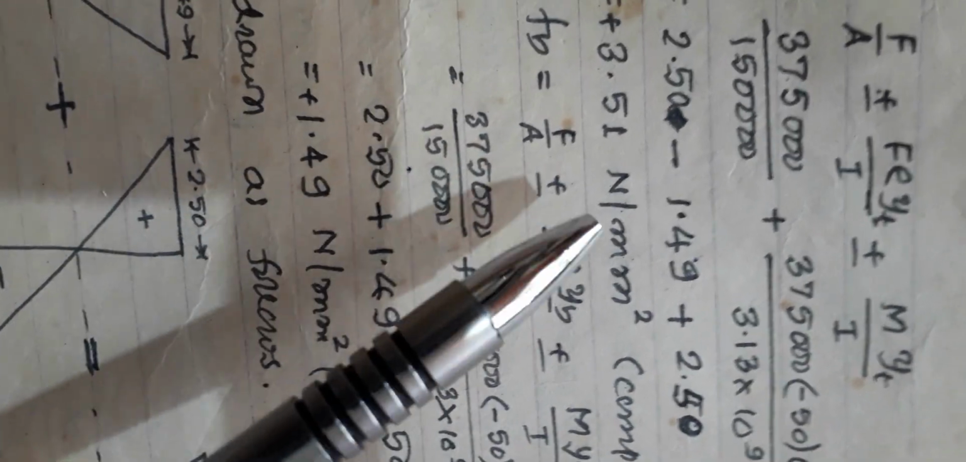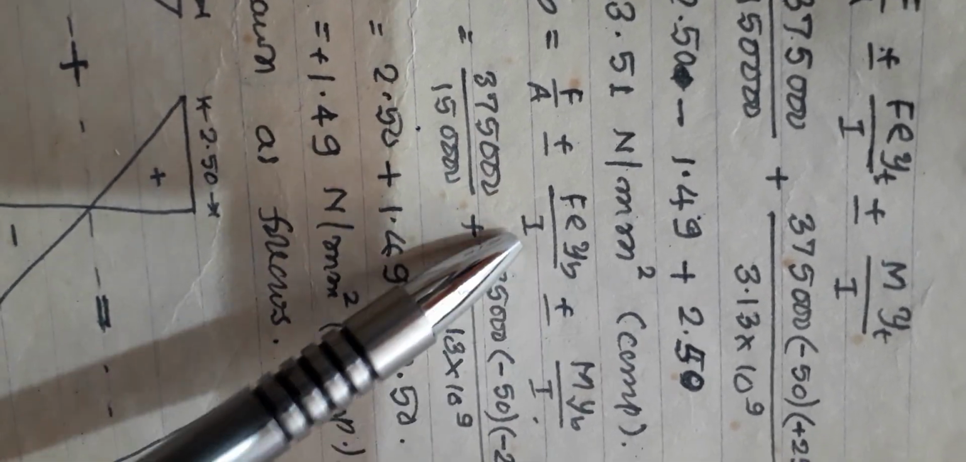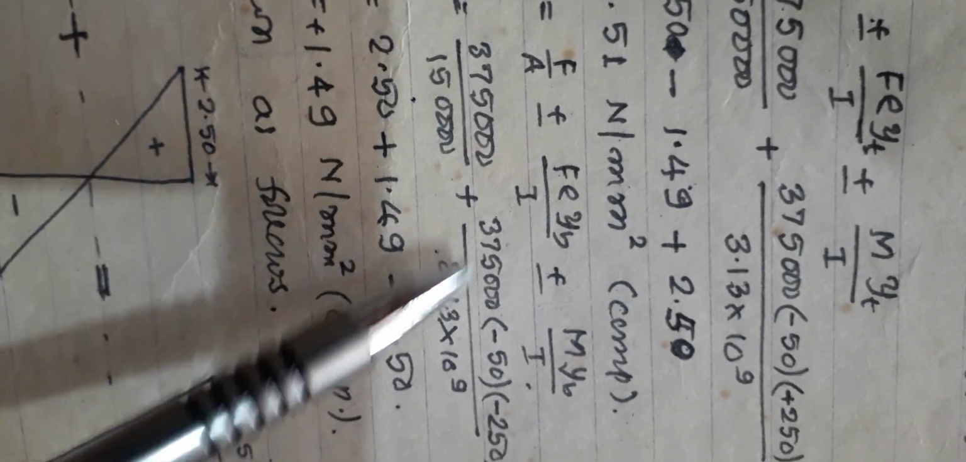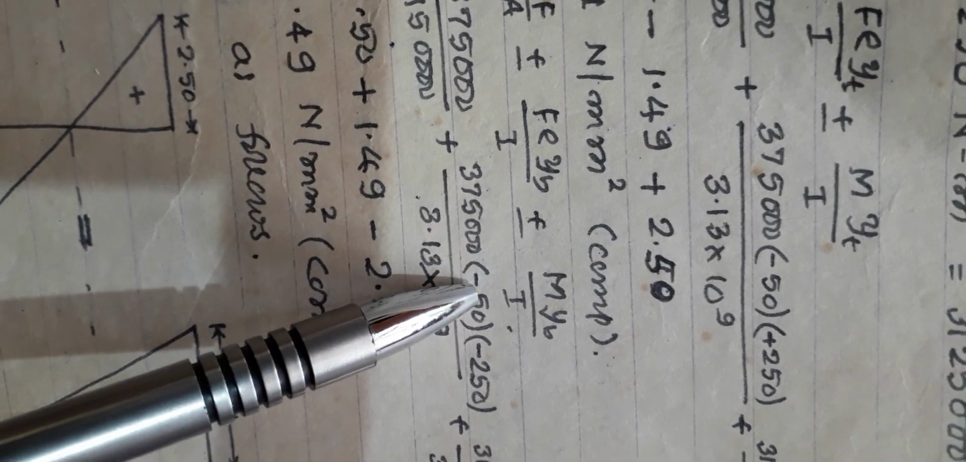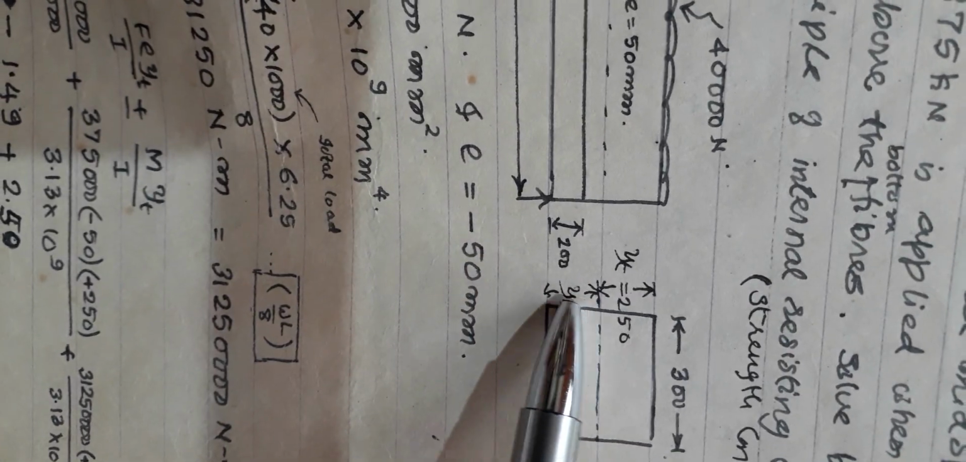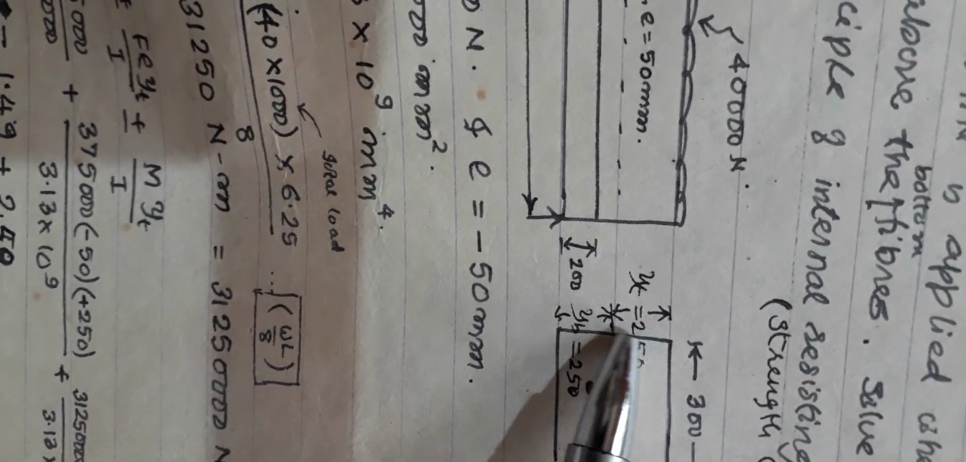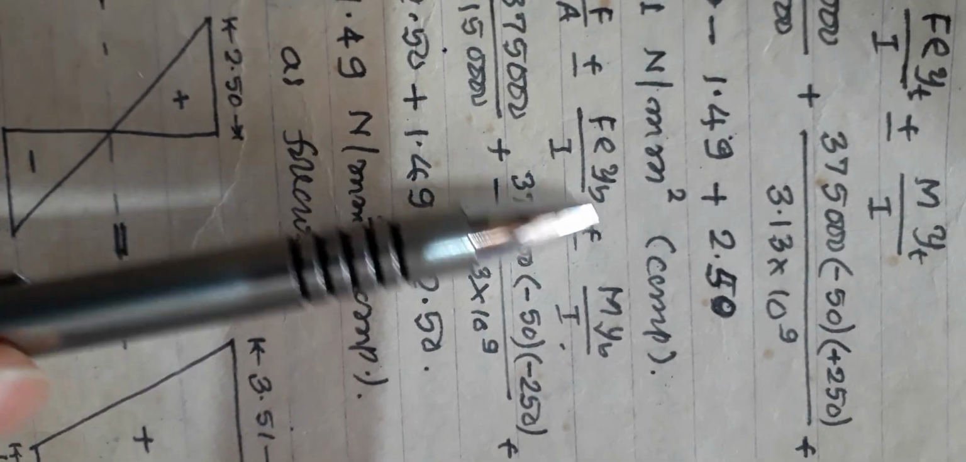Fb, now you can write it as F by A plus or minus FeYb by I plus or minus MYb by I. Am I right? So all the values you can put. The only change is now eccentricity is minus 50 and Yb is now minus 250, because Yb is below CGC. Below CGC, whatever is there, I am assigning negative sign to it. Okay, so MYb by I is now, FeYb by I.